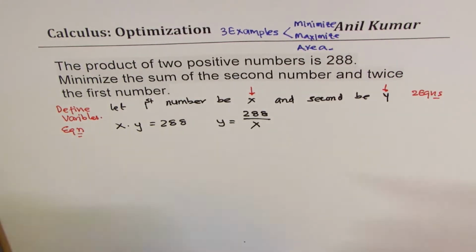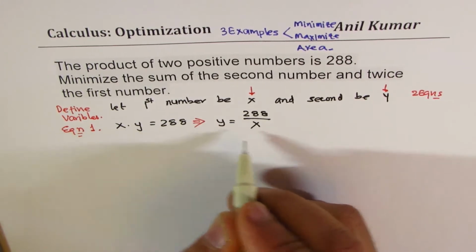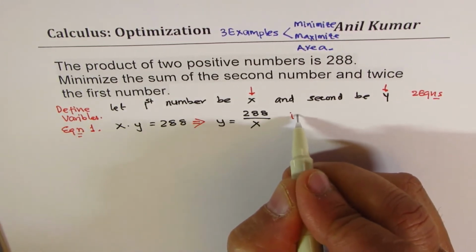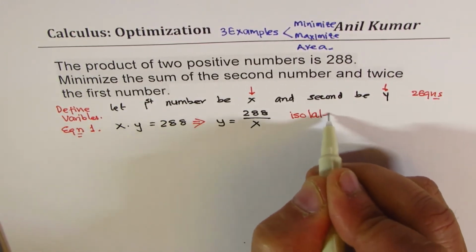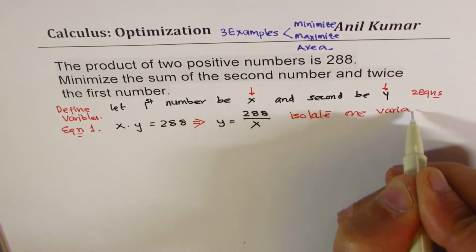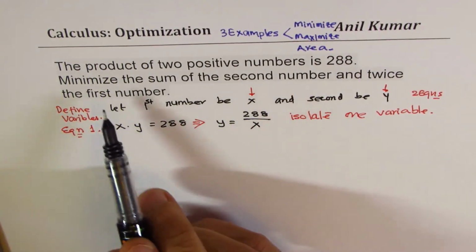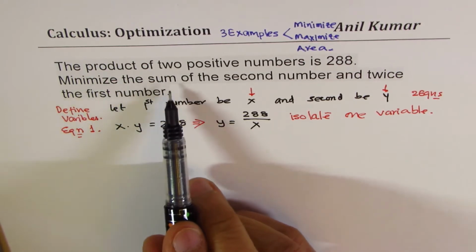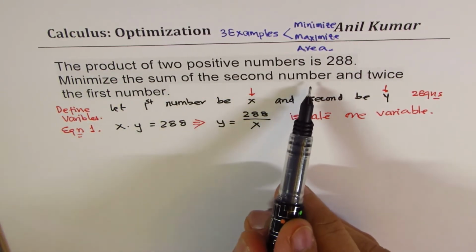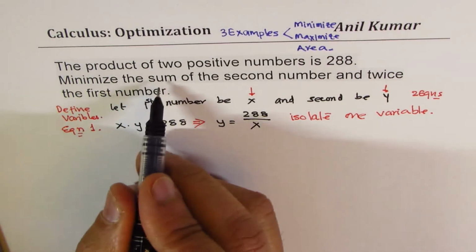So what we did here was, from our equation 1, which we defined, we isolate one variable. It is your choice. You could use x or y. Now, the second statement will give a second equation. Minimize the sum of second number and twice the first number. So we need to minimize the sum.